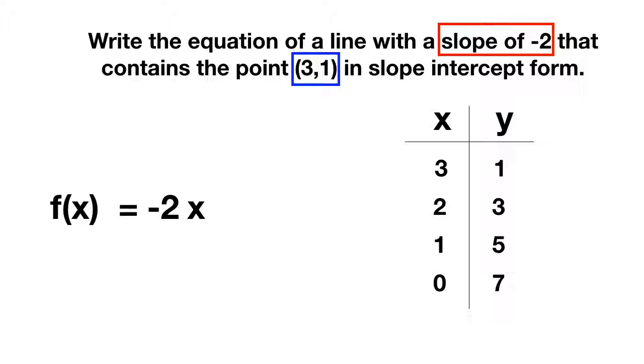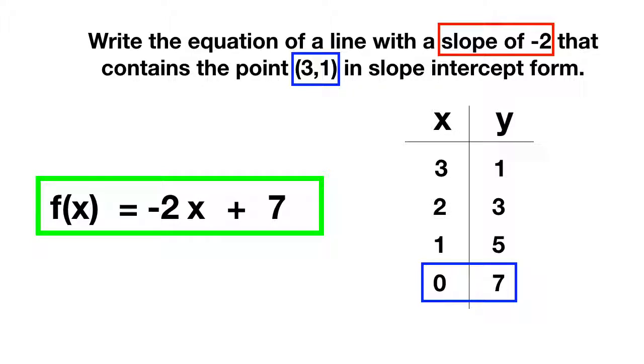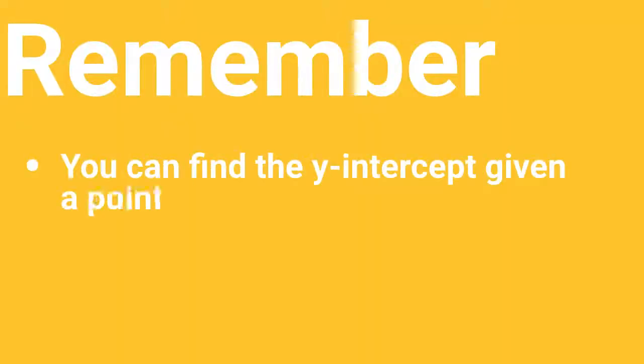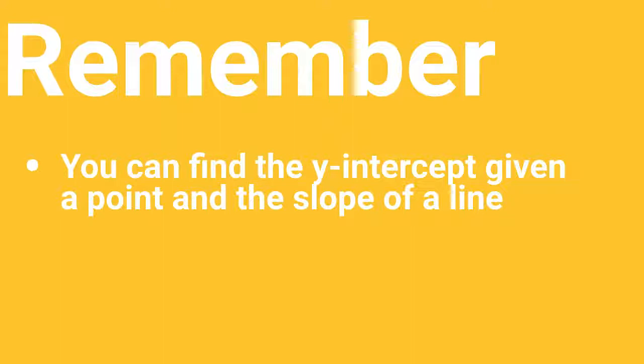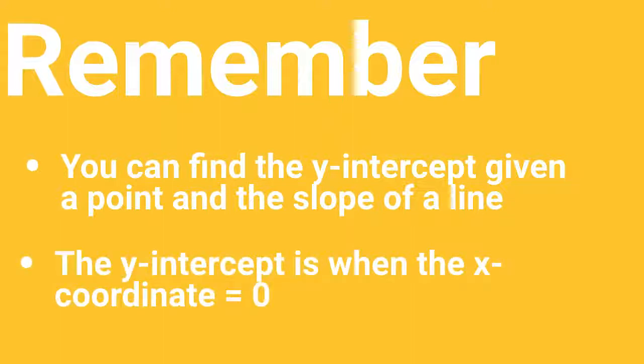Then because I've found my x-coordinate of 0, I can see my y-intercept is 7. So into my equation, I can write plus 7. F of x equals negative 2x plus 7 is how to write this line in slope-intercept form. So from today, remember, you can find the y-intercept given a point and the slope on a line. And you find the y-intercept by finding when the x-coordinate equals 0.